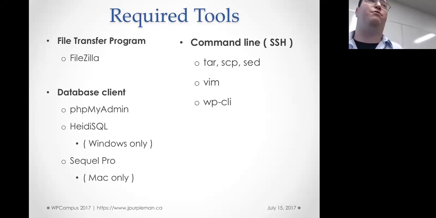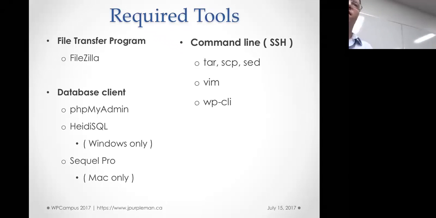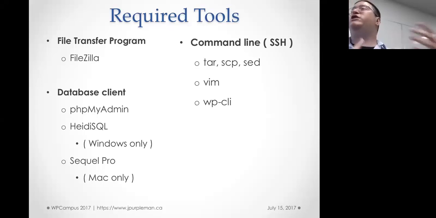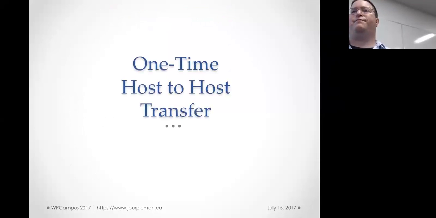Mac has Sequel Pro. If you're a command line type of person, you can certainly use command line tools: tar, SCP, bring the files together, zip the files together, send them over to the other server. sed would be for changing the files, find and replace. Vim also is a good tool to use. And then finally, WP-CLI would certainly help you out. So you don't have to use command line, but you do have to use an FTP program and a database client, bare minimum, for that one-time transfer that we're going to do.